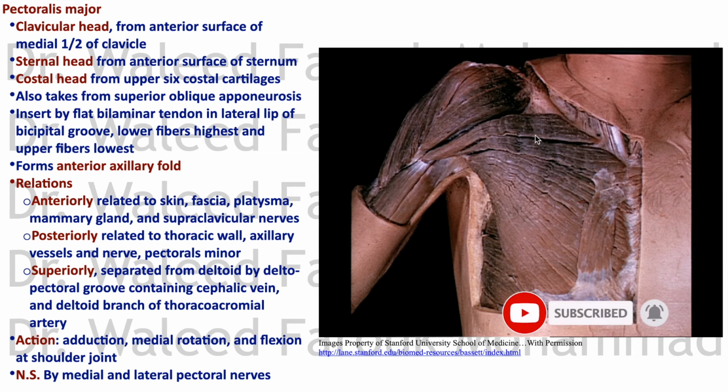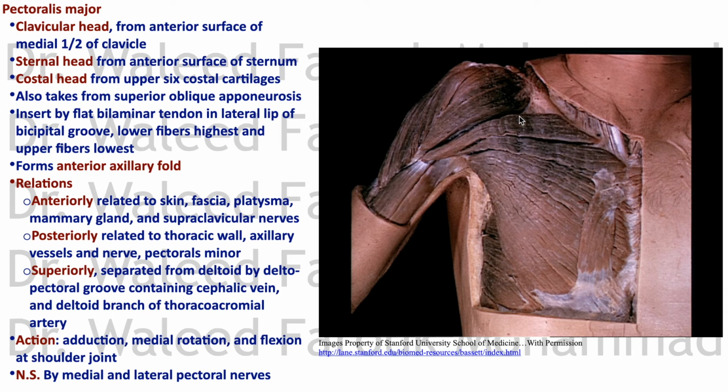Superiorly, it forms a groove with the deltoid. It's called the deltopectoral groove, with the cephalic vein in it. The cephalic vein is in this groove, and the deltoid branch of the thoracoacromial artery as well, running in this groove. It's obvious here. See, it's clear here, the deltopectoral groove.